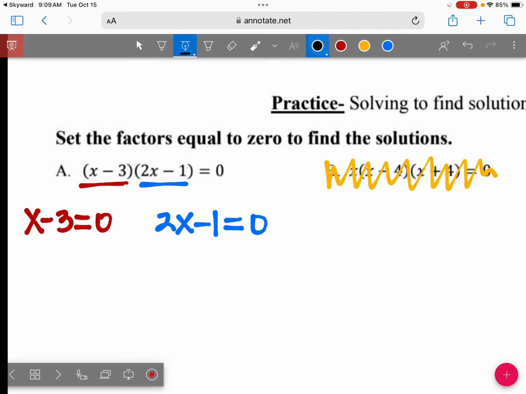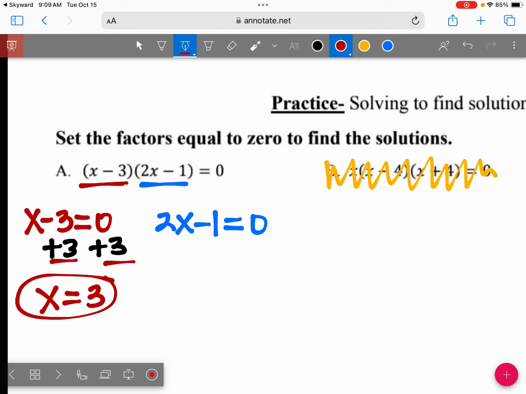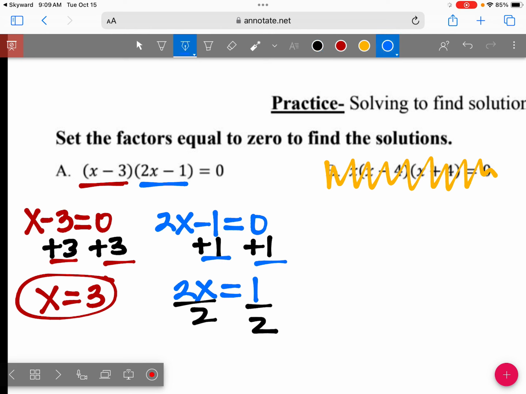All right, for this first one, because it's x minus 3, the opposite of subtraction is addition, so I'm going to add 3. So x equals 3 would be my first answer. The second one, I'm going to start off by adding the 1. And then to get rid of that 2, because it's being multiplied, I'm going to divide by 2. So x equals 1/2 would be my second solution.